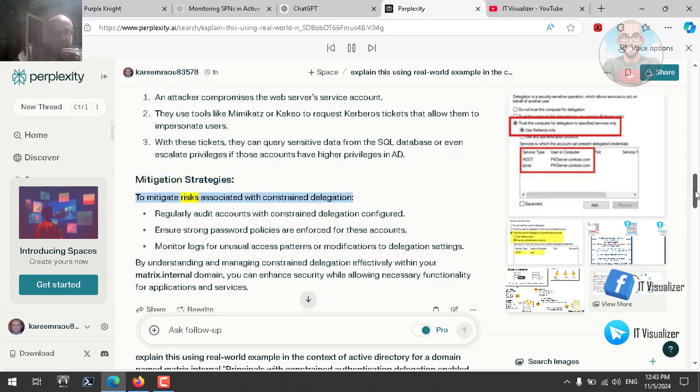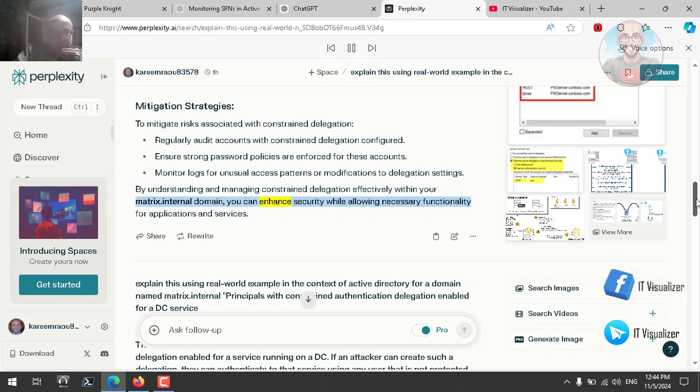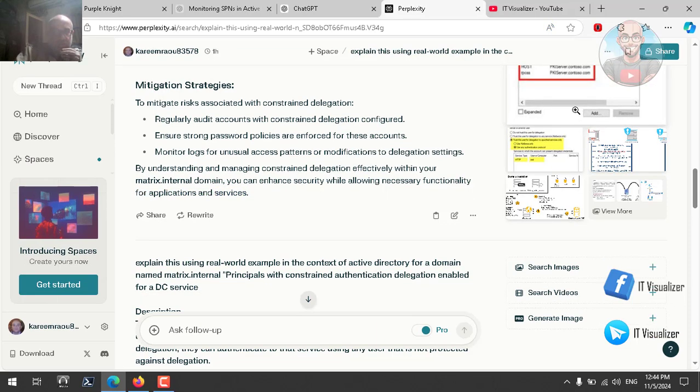To mitigate risks associated with constrained delegation, regularly audit accounts with constrained delegation configured. Ensure strong password policies are enforced for these accounts. Monitor logs for unusual access patterns or modifications to delegation settings. By understanding and managing constrained delegation effectively within your matrix.internal domain, you can enhance security while allowing necessary functionality for applications and services. So this is the answer of Perplexity.